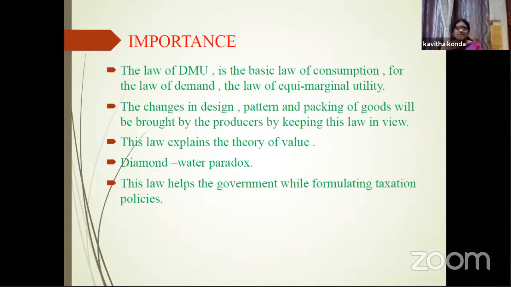It explains the theories of value and the diamond and water paradox, where diamonds are more expensive and the exchange value is more, while the use value is less. But water is abundant and has a low exchange value, but more use. So this paradox can be explained by the diminishing marginal utility.